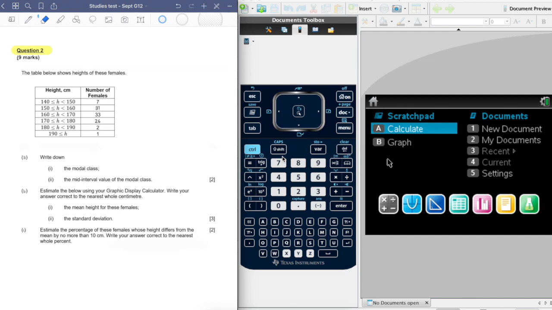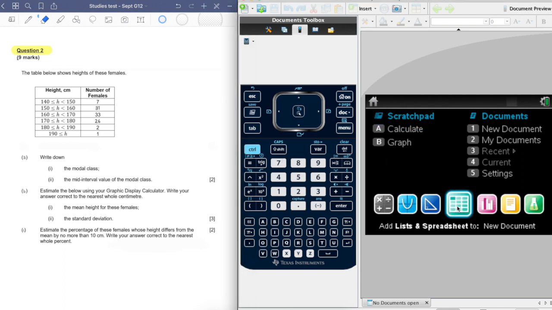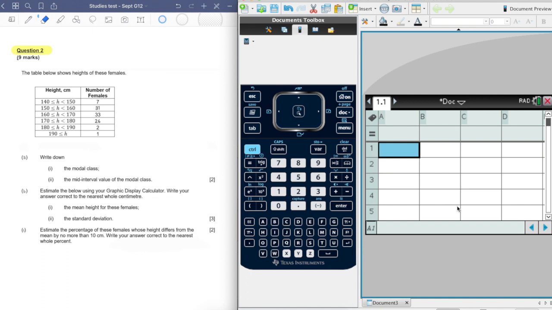Part 2 is using a table of data, and then we're going to be finding different characteristics about the data. So the modal class, the mid-interval, the mean, and the standard deviation. We know that we're going to be using our GDC, and we're going to have to input the data into my spreadsheet. And the first question is asking me to find the modal class.